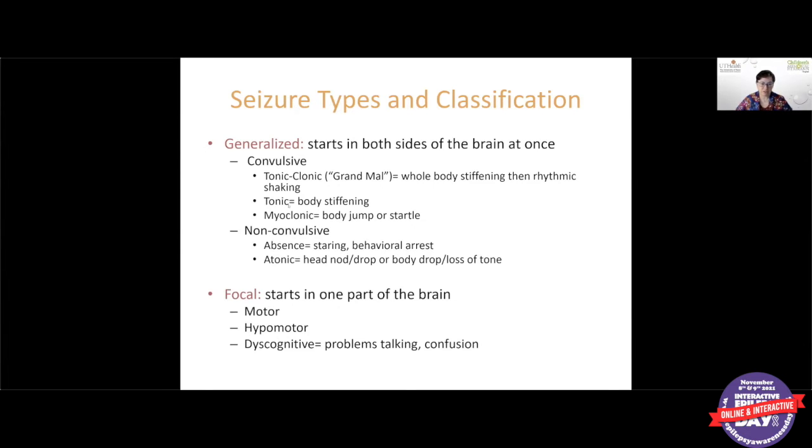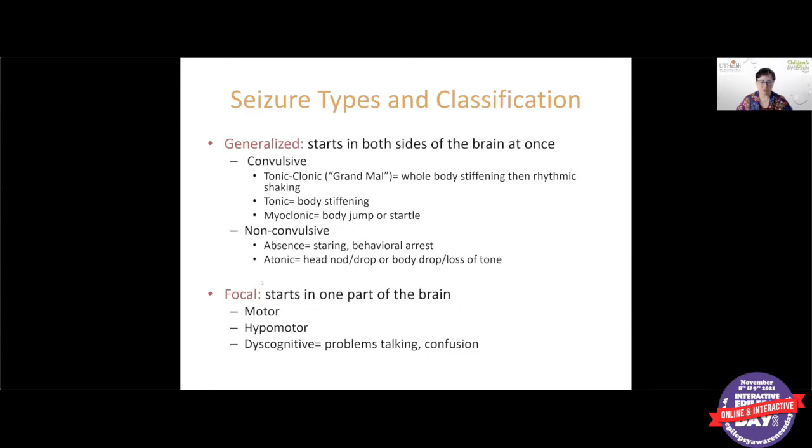You can have just a tonic seizure, which is where the body just gets stiff. And then myoclonic seizures, where there's a whole body jump or a startle, usually involving the arms more than the rest of the body. And then there's also non-convulsive generalized seizures, which are mostly absence seizures and atonic seizures. An absence seizure just means that they're staring and arrest of behavior for this particular type of seizure. And then atonic means the body loses tone. So the muscle tone goes away and you have a drop of the head, or the whole body can drop.